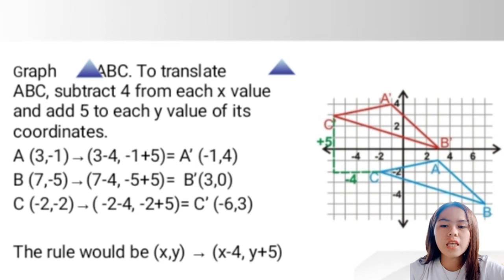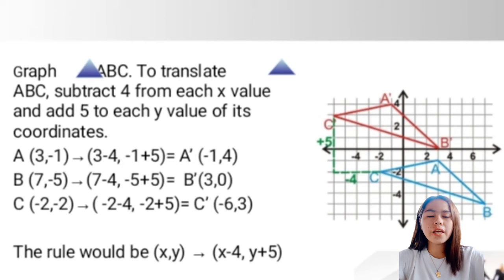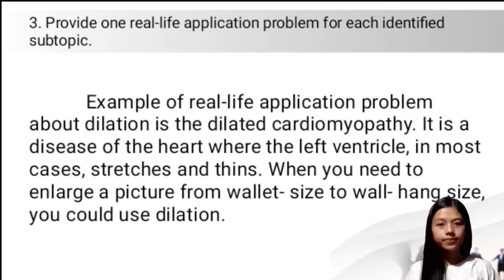And C: negative 2 and negative 2. Negative 2 minus 4 and negative 2 plus 5. The answer for C' is negative 6 and positive 3. The rule would be (x, y) goes to (x minus 4, y plus 5). And other examples are the dilation, reflection, and rotation.